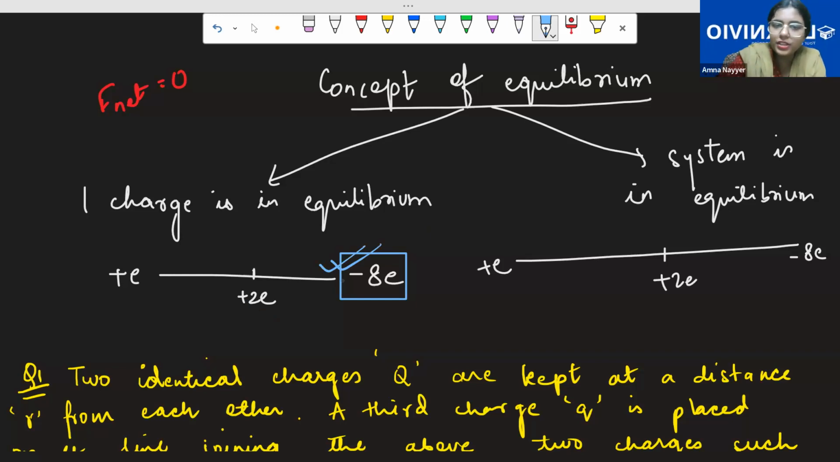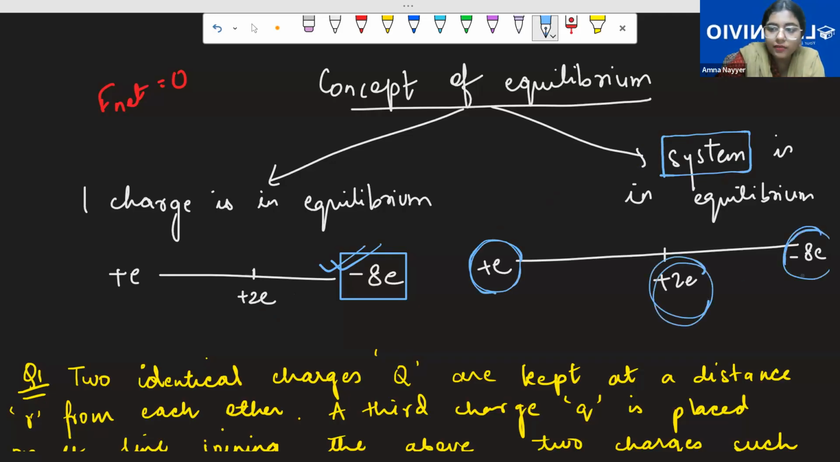But what do we have to do? We just have to see that only one charge is at rest. Whatever happens to the other two charges, you're not concerned with that. But if the question says the system is in equilibrium, this term, system, will be given to you, it means you have to check for the first charge as well, your second charge as well, and your third charge as well. Means all of the charges should be stable at rest. They shouldn't be moving. System and one charge.